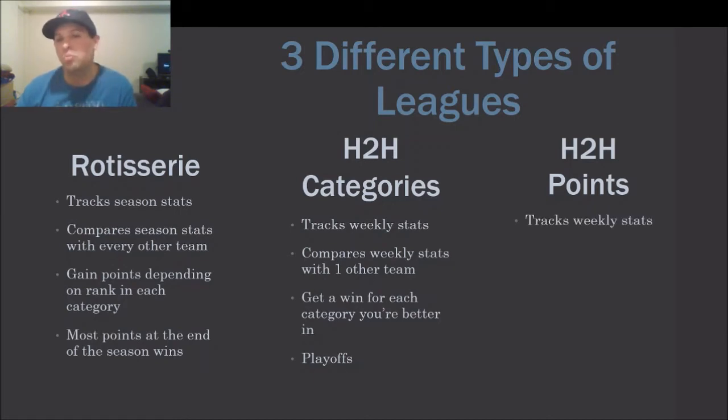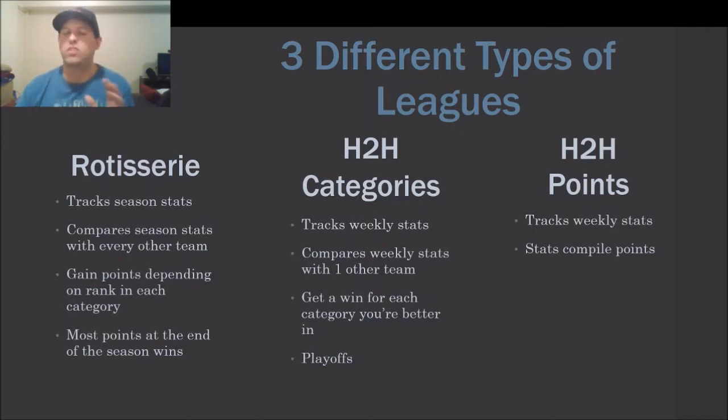All right, moving on to head-to-head points leagues. Similarly to head-to-head categories in that you track weekly stats and compare those stats against one other team, but instead your stats compile points. So, for example, if you have a pitcher and he gets 5 strikeouts in a game, and you get 2 points for each strikeout, then you would get 10 points that day for that pitcher. Or if you have a hitter who gets a point for each run he scores, and he scores 2 runs that day, you would get 2 points from that player.